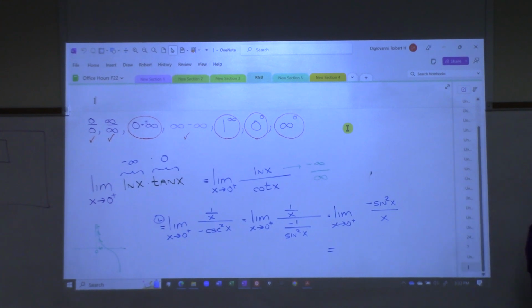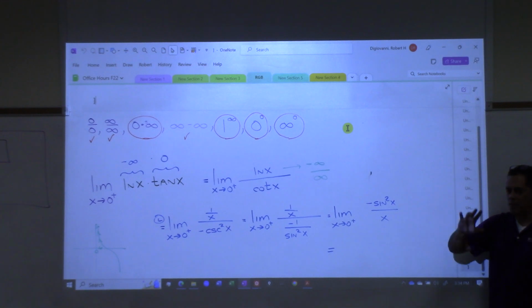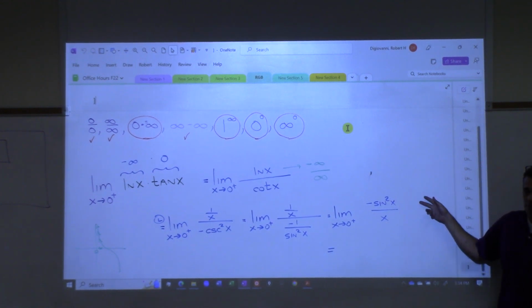Now what? What do you get if you try and plug 0 in? What's sine of 0? Y'all are thinking cosine of 0. Sine of 0? 0, right? Sine's the y coordinate. What's the y coordinate on the unit circle at the angle of 0? That's just a brain fart. Y'all are going to be okay. Sine of 0 is 0, right? 0 squared, 0, negative 0, 0. Top is 0, right? Bottom is 0. You have 0 over 0. So what can I do?